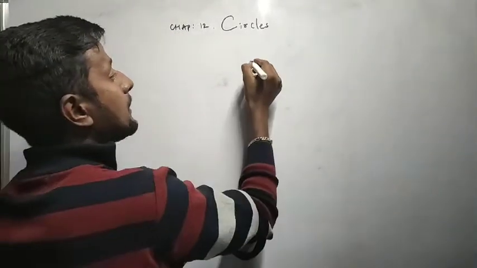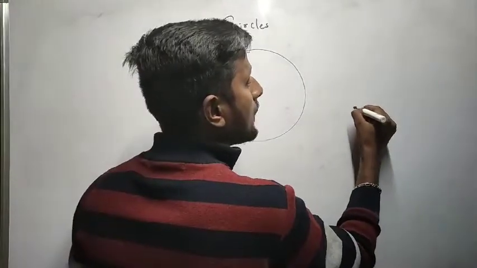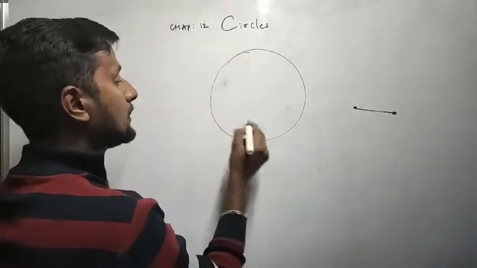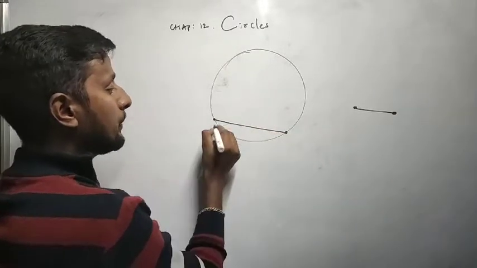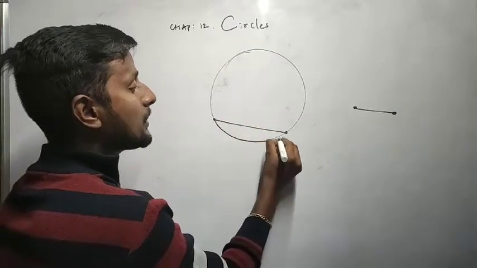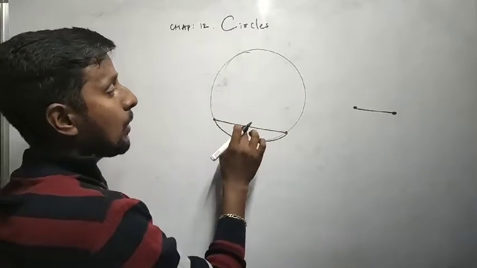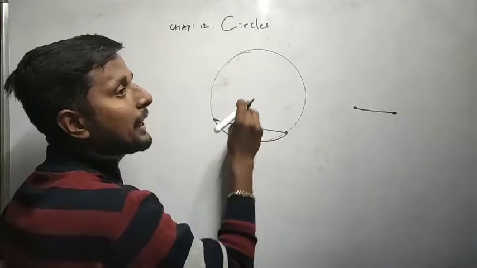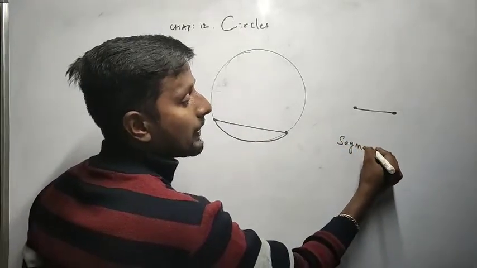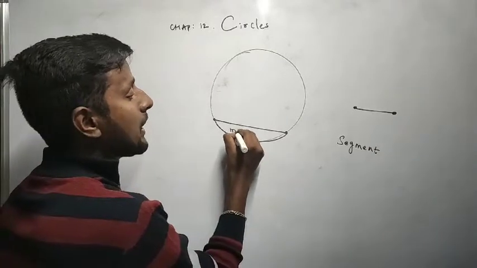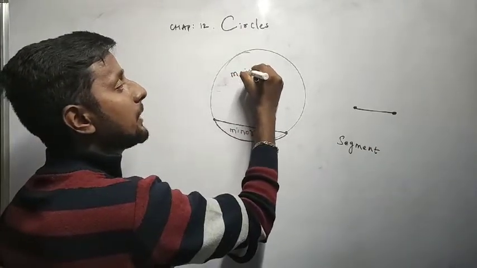Next, it's a circle, correct? And we know a chord is a line segment taking two points on the circle. Now look, the circle has been divided into two parts, not equal parts. Whatever parts you are looking at here, I can say each is a segment. The smaller one we call the minor segment, and the larger one we call the major segment.